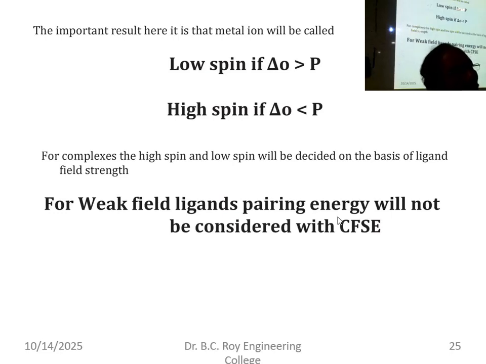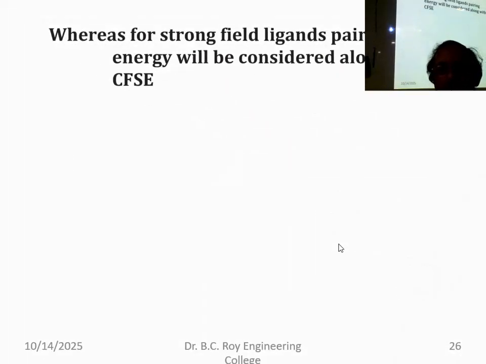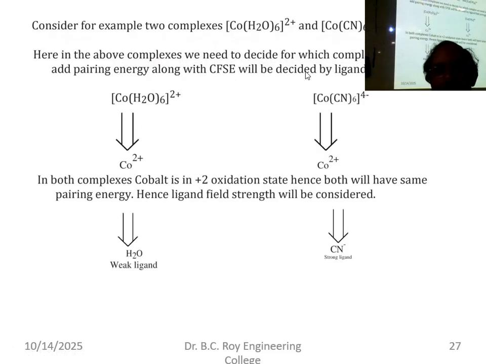If delta O is higher, then spin pairing will occur, and if it is lower, then spin pairing will not occur. Accordingly, this is low spin, this is high spin. For weak field ligands, pairing energy will not be considered with CFSE. What is the meaning of that? Whereas with strong field ligands, pairing energy will be considered along with CFSE. Just with an example, you can clarify that.